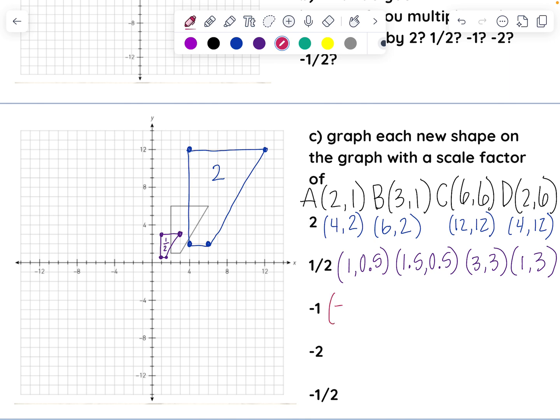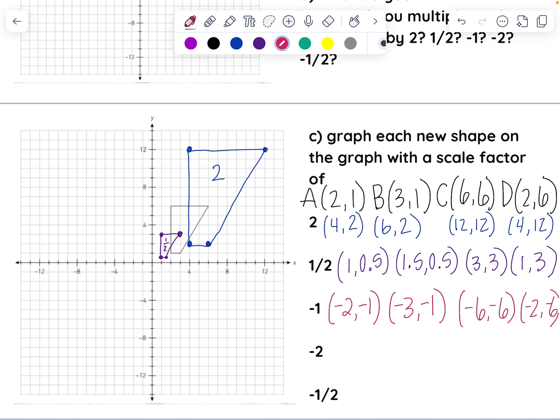2 times -1 is -2. 1 times -1 is -1. 3 times -1 is -3. 1 times -1 is -1. 6 times -1 is -6. -6. -2. -6. So really all I did was change all the original coordinates to negative. Now we're going to plot those new points.